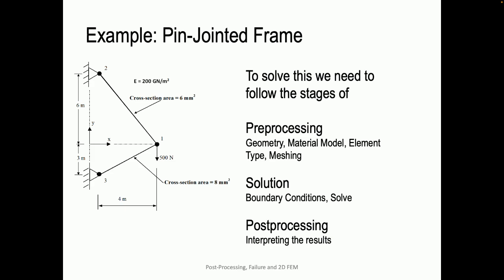So the only node that's allowed to move is node number 1, or like here, point number 1. Let's not call it a node, let's call it a point. Point number 2 and point number 3 are fixed, and point number 1 can move. Now we are going to mesh each of these elements, and then we want to solve, apply boundary conditions, solve, and then do the post-processing, right?